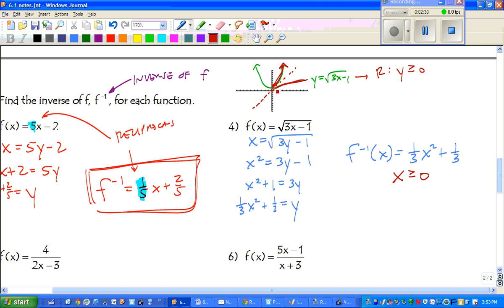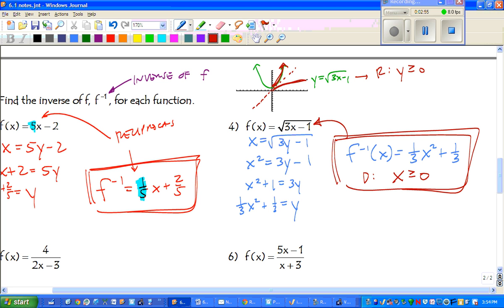In our inverse, we're switching x and y. So really, if y is greater than or equal to 0 in our original function, in our inverse, the domain would have to be that x is greater than or equal to 0. So that's how we can get this. Here, this has to be greater than or equal to 0. So our domain of our inverse has to be greater than or equal to 0. So this is something that you have to keep in mind whenever you have a square root function.